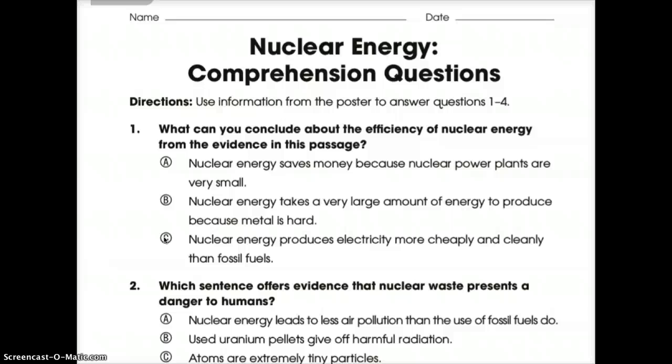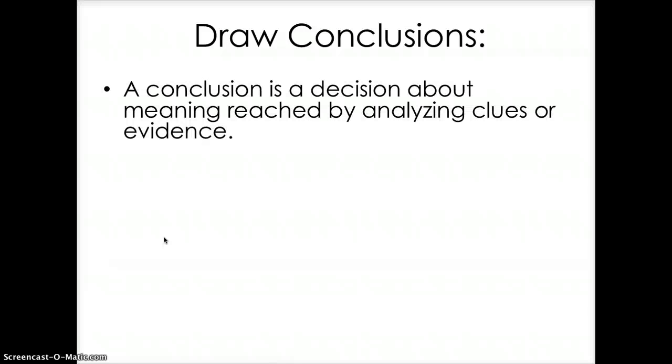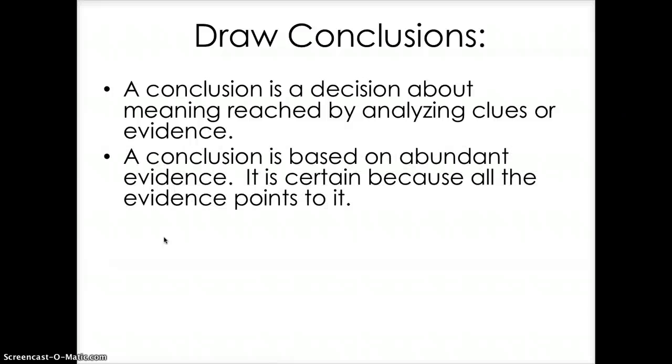Because the last thing we have to do, as with every video when we talk about strategies, is talk about what it means. Remember, a conclusion is a decision about meaning reached by analyzing clues and evidence, like you did today. You talked about the evidence. If you haven't, you might be finishing that up, depending upon which order you did things. A conclusion is based on abundant evidence, so we can't just make it off one thing that isn't as important.